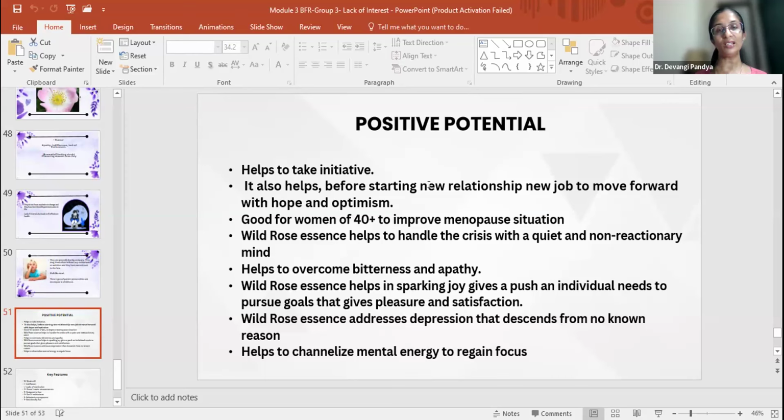We generally know that 45 to 55 is the ideal age, but the changes may occur from 40 itself. So this remedy can also be beneficial along with our other remedies.